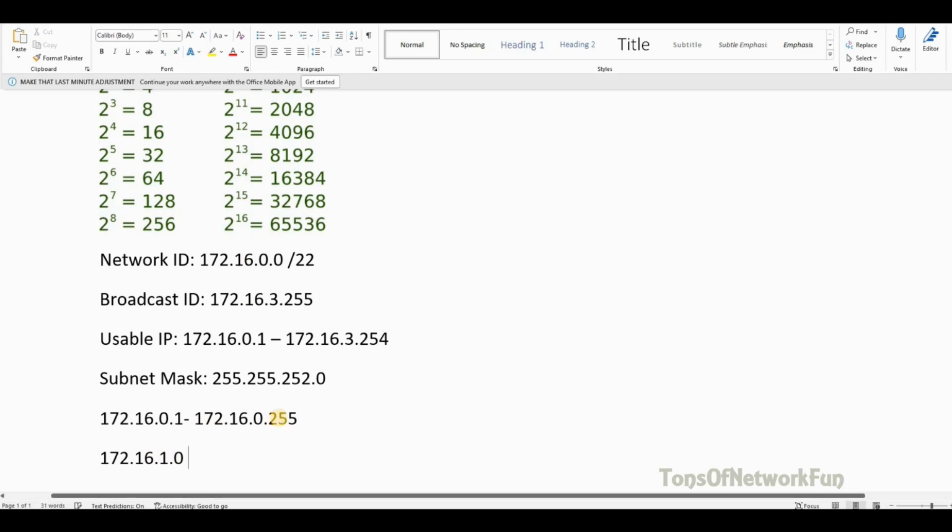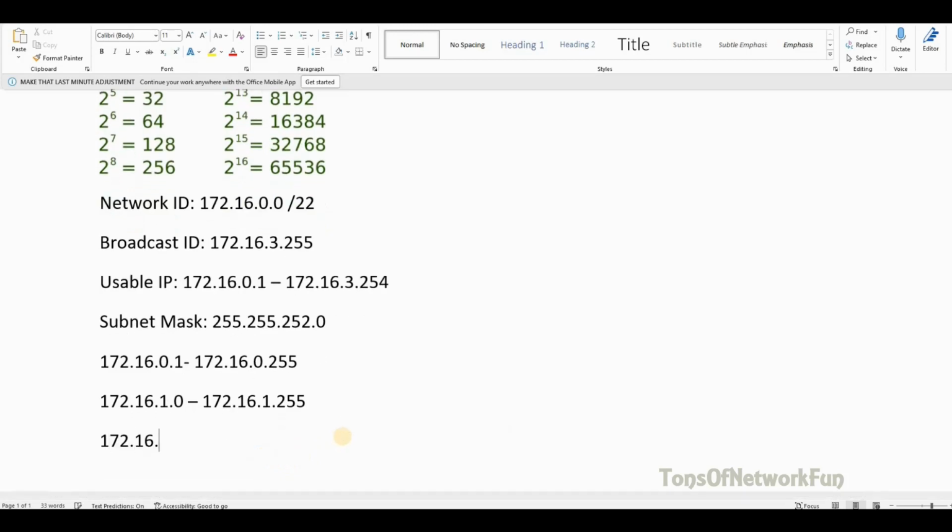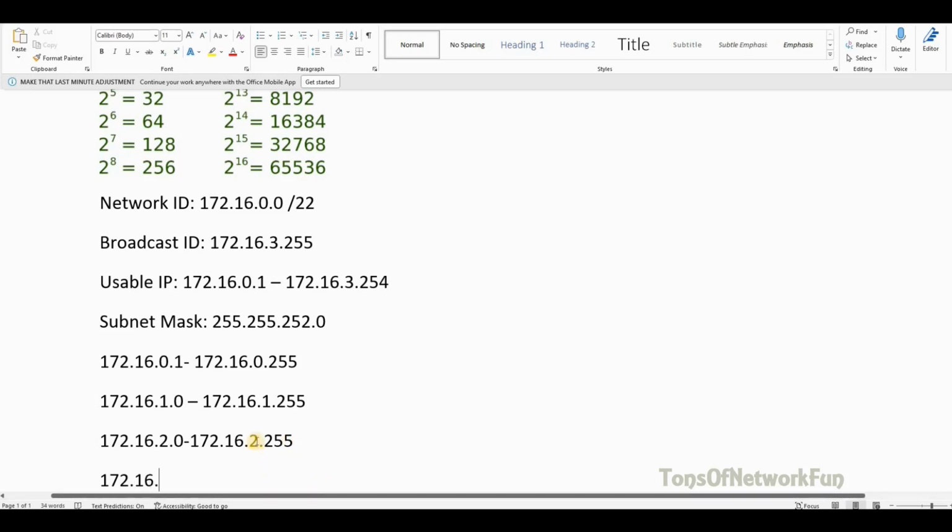And this will go again until 172.16.1.255, and again I cannot go beyond 255. What happens then? This one will become 2, 172.16.2.0, and again I'll get 172.16.2.255, right? And again I cannot go beyond 255. So 172.16. This 2 will become 3.0, and it will go until 172.16.3.255, and that's where we need to end, right? And this is the first subnet.